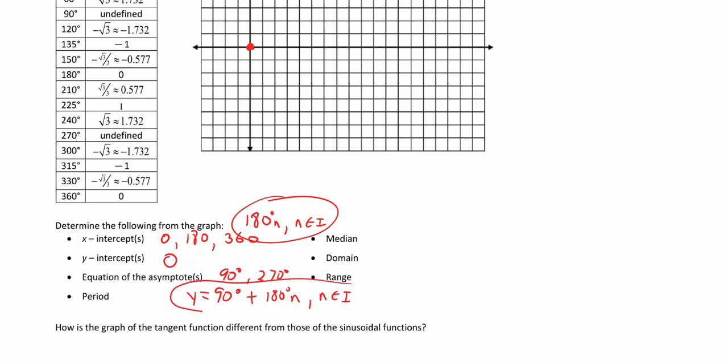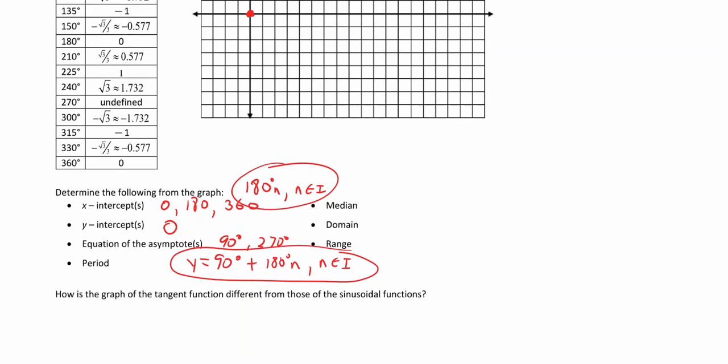So it could be asked this way. I just want to make sure you guys understand that if it was multiple choice, then you'd have to know this, right? And then it could be written in radians as well, okay?